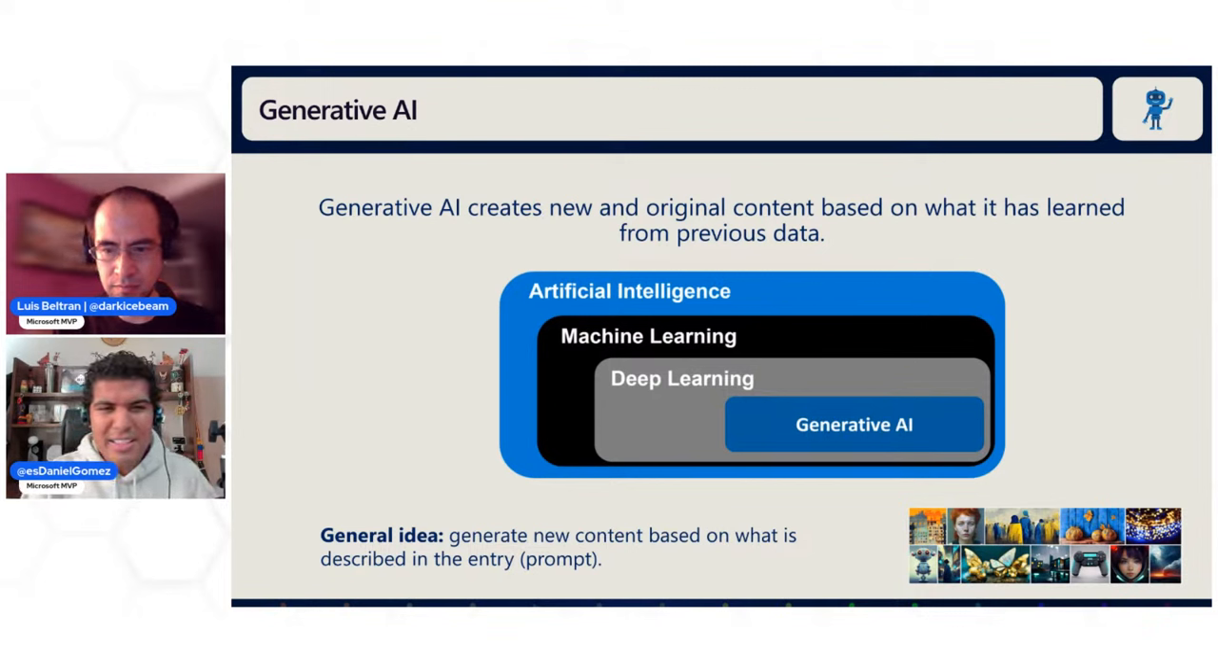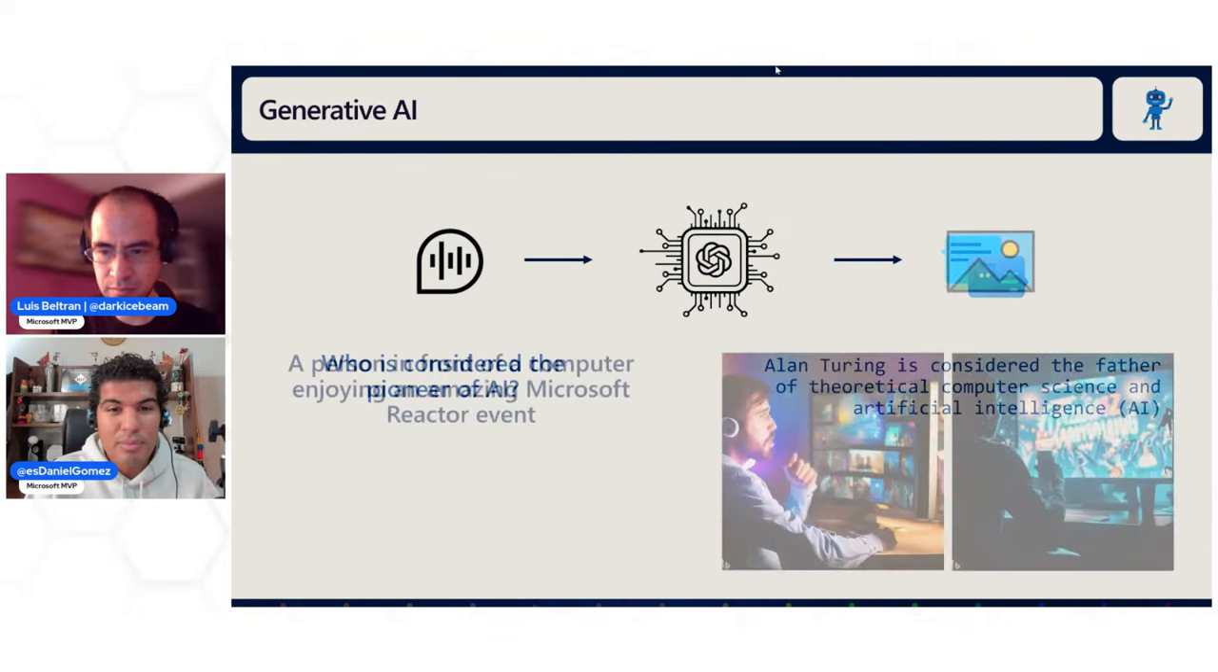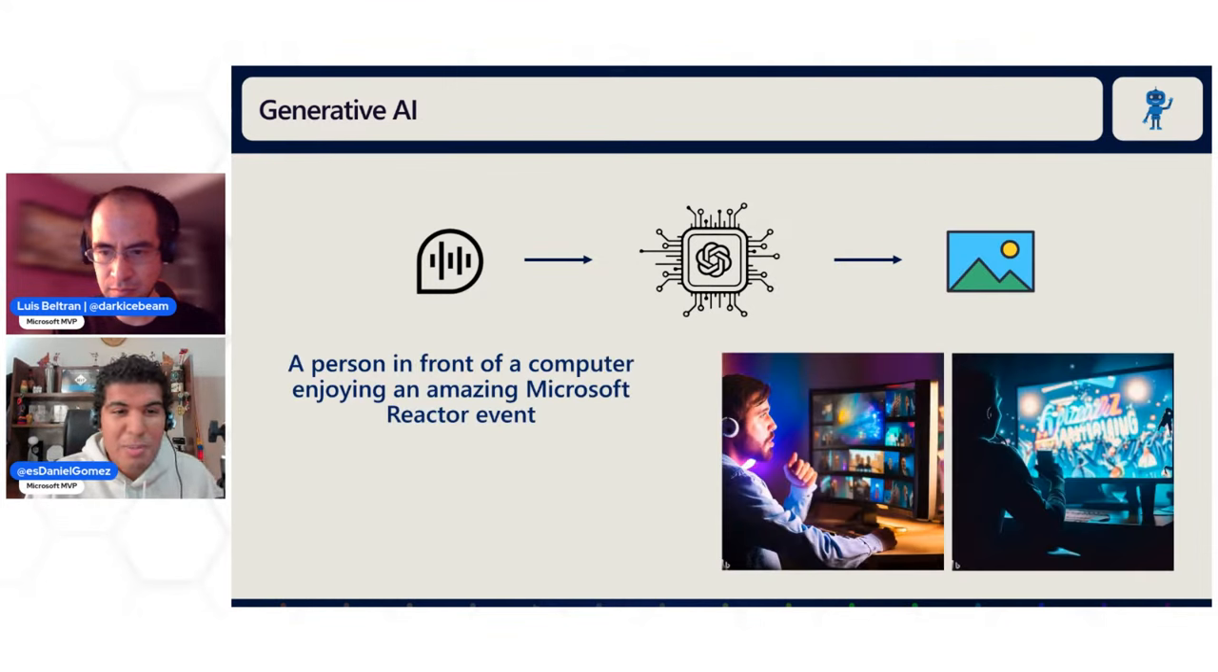And in this case, you probably already interact with some tools like ChatGPT, for example. We can have interactions by text, doing some questions and getting an answer as a result. Also, we can consider an image, for example, when we say, hey, a person in front of a computer enjoying an amazing Microsoft Reactor event. We can have results like this.